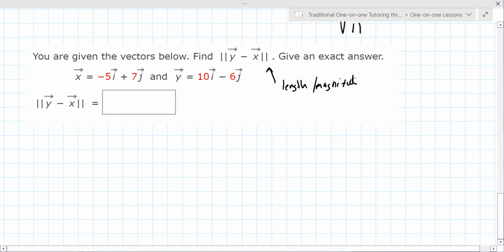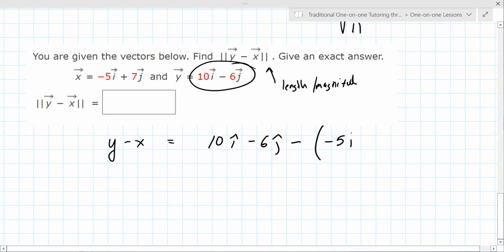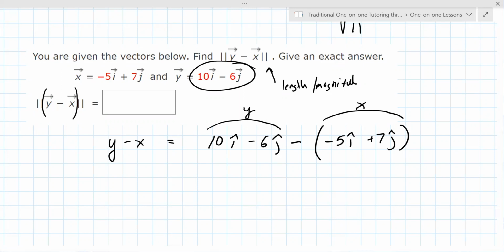But this time it's slightly different. You first need to find y minus x. So here's y. y is 10i minus 6j, minus x. x is minus 5i plus 7j. So all of this is y and all of this is x. You got to do the y minus x first, then you can take the magnitude. How do you know it's the length and magnitude formula? Because of these double lines.